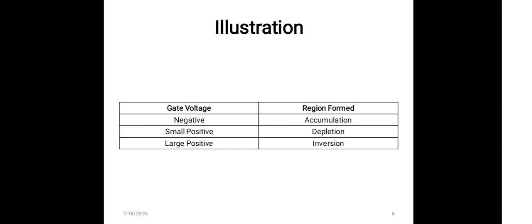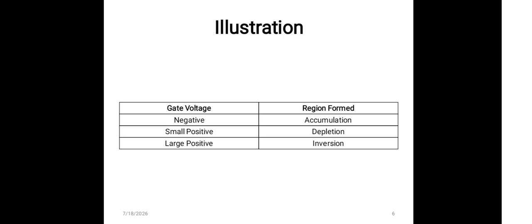Now let us see the gist of what we have seen previously. This table gives the summarization of the three operating regions. The first column is the gate voltage, and the second is what region is formed. When the gate voltage is negative, the accumulation region is formed; when a small positive voltage is applied, the depletion region is formed; and when a large positive voltage is applied, the inversion region is formed.